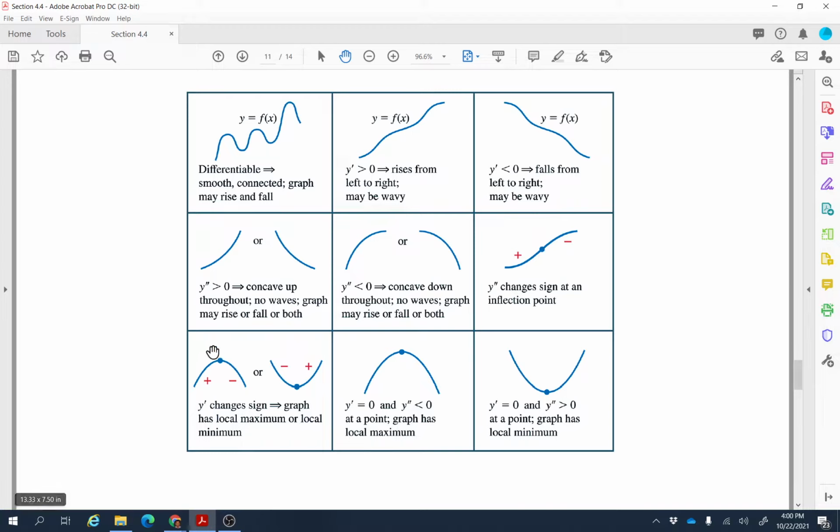And here, you know the derivative changes sign, it goes from positive to negative. That's why you have a local maximum value, and from negative to positive, a local minimum value. So if the first derivative is 0 and the second derivative is negative, that means it's a local maximum. And if the first derivative is 0 and the second derivative is positive, that means it's a local minimum. So these are some possibilities while you plot the graph of a given function.